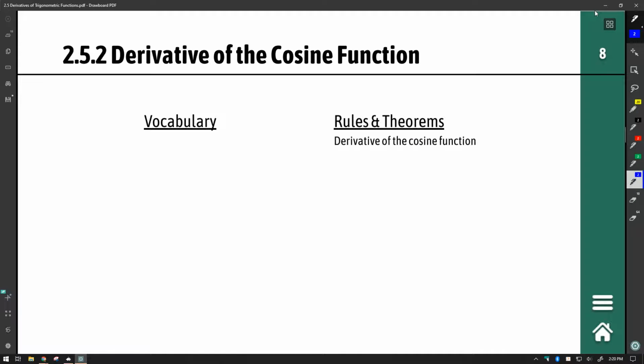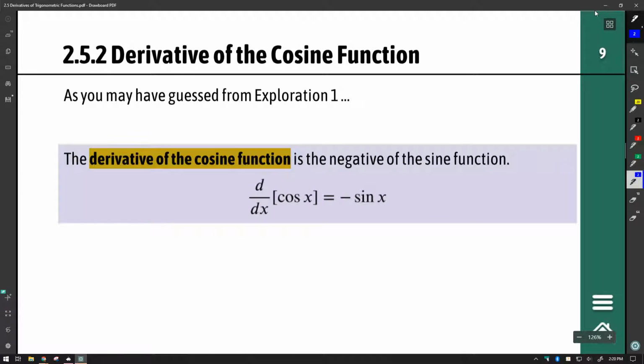So let's get back into our notes here and go to the next slide and see, yes, we guessed it. We were correct. The derivative of the cosine function is negative sine. So d/dx of cosine of x is equal to negative sine of x. So let's put that into use. And we're also going to recall here that the derivative of the sine function was positive cosine. So derivative of sine, positive cosine, derivative of cosine, negative sine.